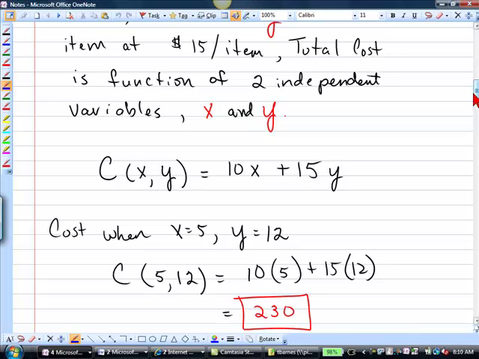Does that make sense? It's really not much different than what you've been doing. You just have to consider more than one variable as your independent part. And that's a real simplistic example of this.